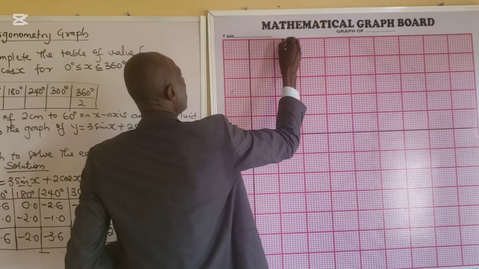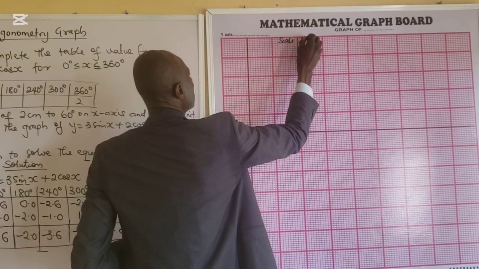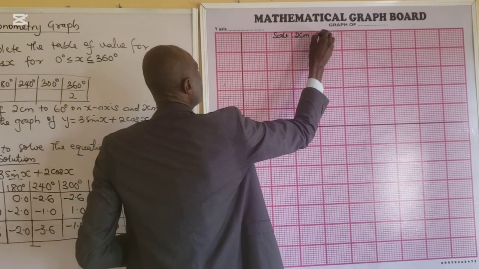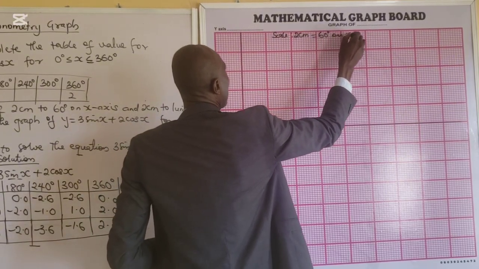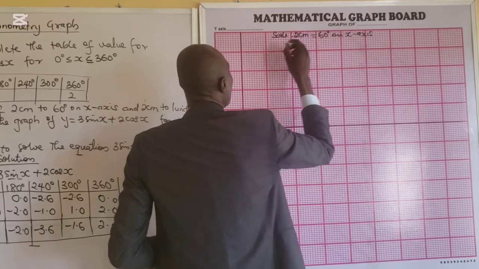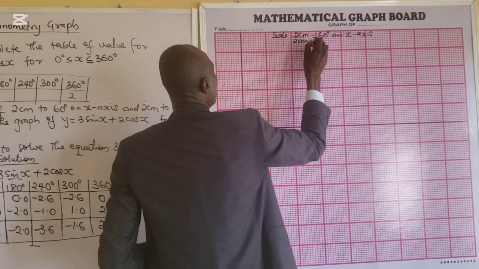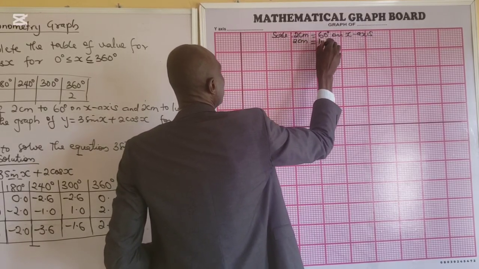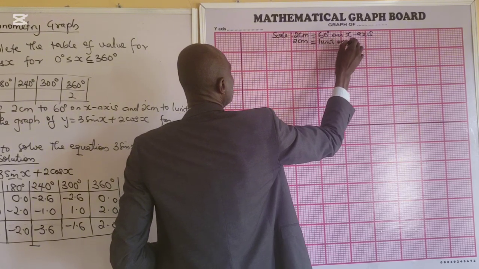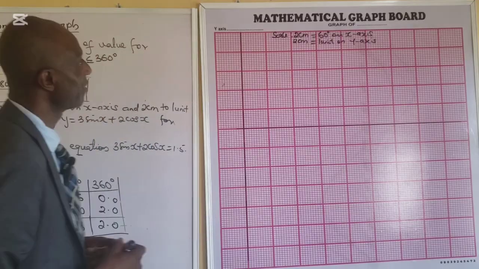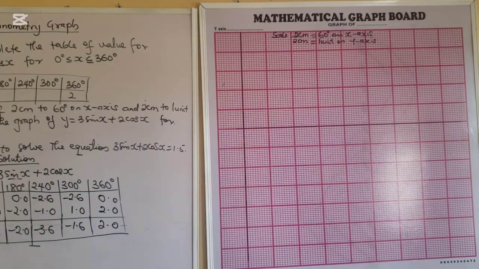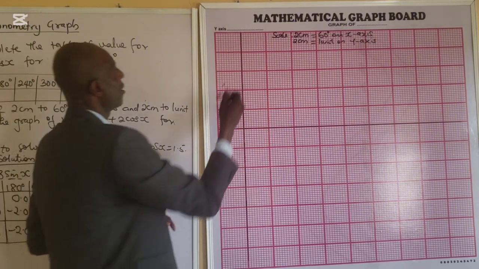We are given a scale of 2 centimeters to 60 degrees on the x-axis and 2 centimeters to 1 unit on the y-axis. So you need to put your scale. Either in mathematics graph or physics graph, you must put your scale. In physics, if you want to determine your slope, you put your scale.